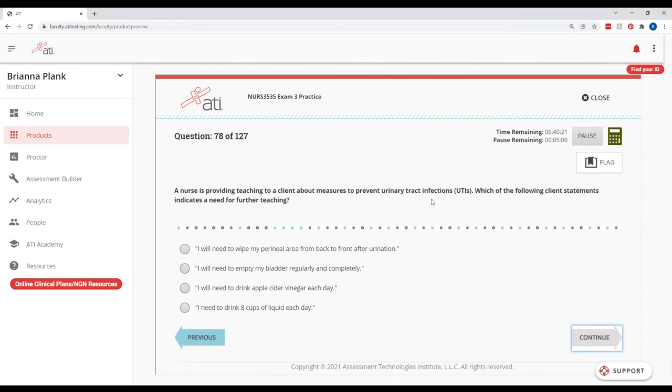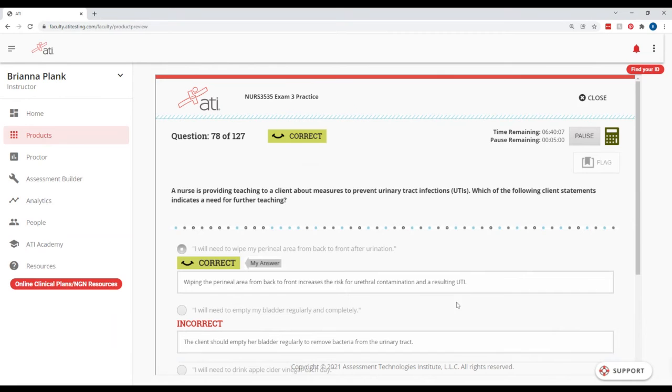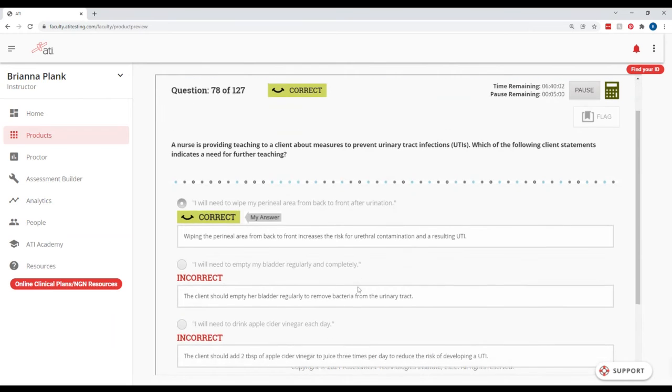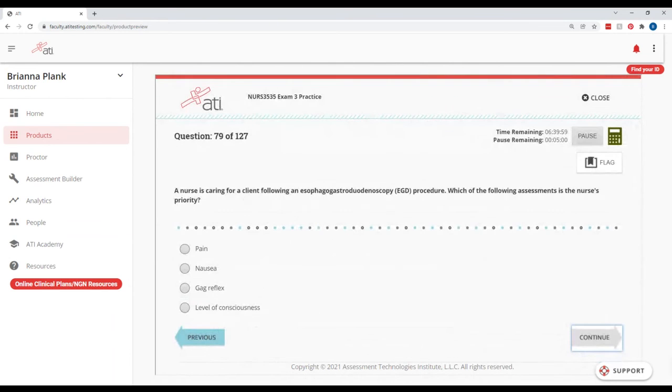We want to prevent urinary tract infections. Which one of these lets us know that we need to do some more teaching with our client? Okay, good. Everybody knows, ever since they're like my 3-year-old, that we need to wipe front to back, okay? Should be an easy one.